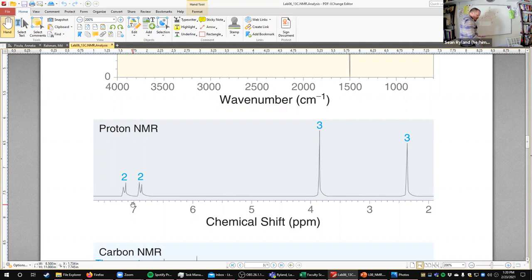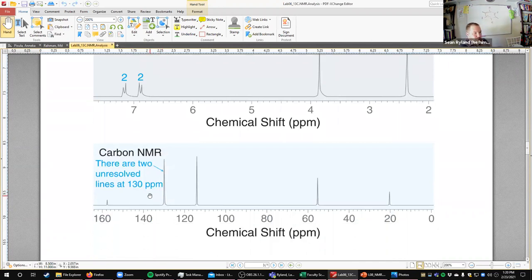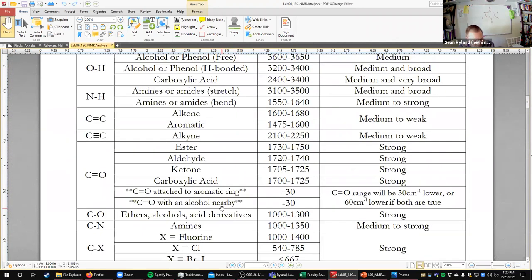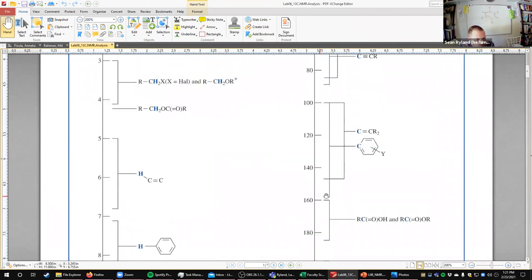Now, we don't necessarily know 100% that the benzene has 2 things attached on opposite sides. But the fact that we only have 2 distinct carbons in that aromatic region, when I go down to the carbon NMR, there are 2 unresolved lines at 130 ppm. Okay, well, what does that mean? 130 parts per million, right in here, that tells us that 100 to 150 is benzene. Right, so we have 2 unresolved peaks at 130.